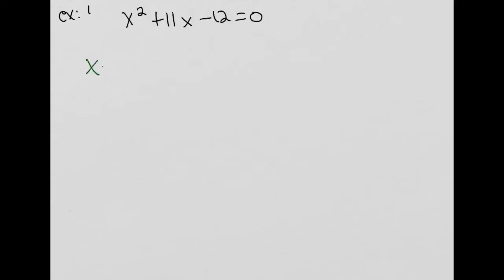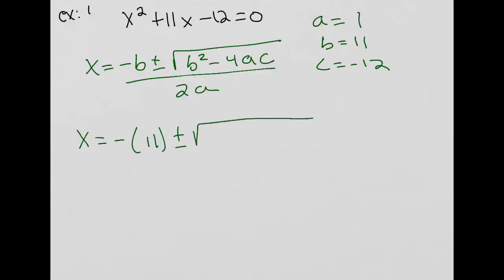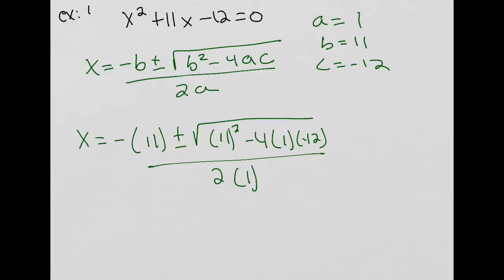So the quadratic formula is x equals negative b plus or minus the square root of b squared minus 4ac, divided by 2a. So from this quadratic, my a is 1, b is 11, c is negative 12. I am going to substitute the values into the formula. You want to make sure you are careful. You can easily make a mistake while substituting, so it's good to take our time.